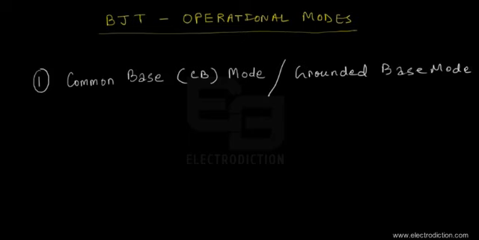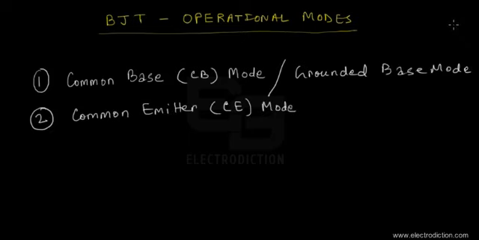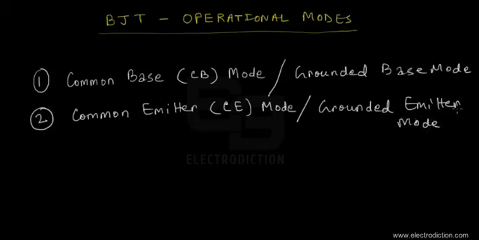Next we've got the common emitter mode, also referred to as the CE mode. I'd also like to mention that the common base mode is referred to in short as the CB mode. As in the case of the common base mode, the common emitter mode is also referred to as the grounded emitter configuration, or the grounded emitter mode of operation. Similarly, in the CE mode of operation, the emitter terminal is grounded.